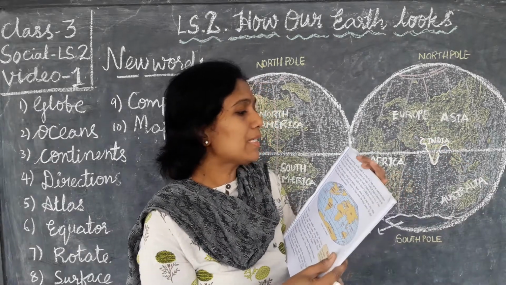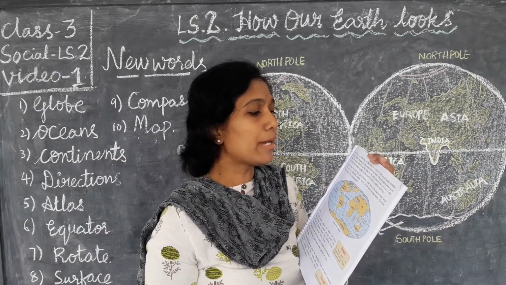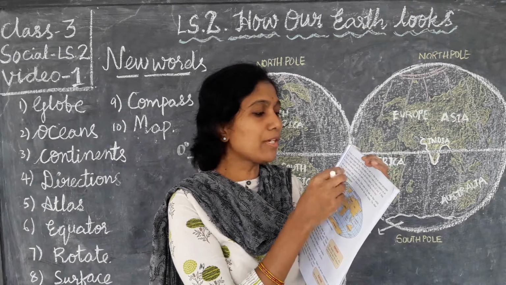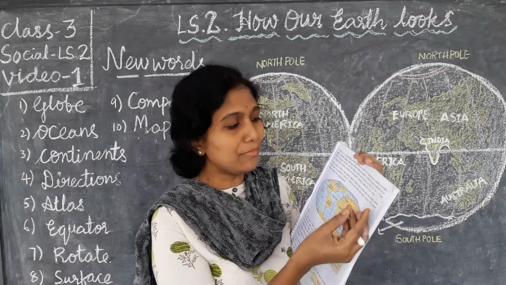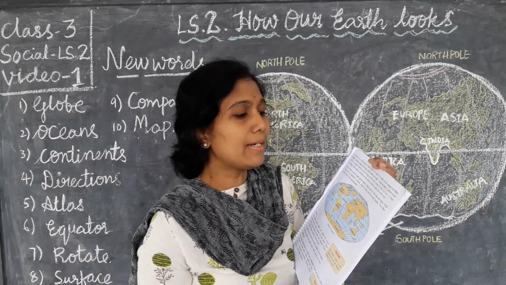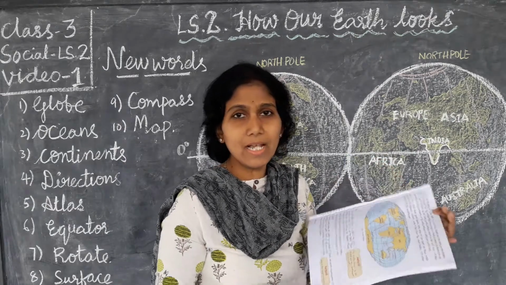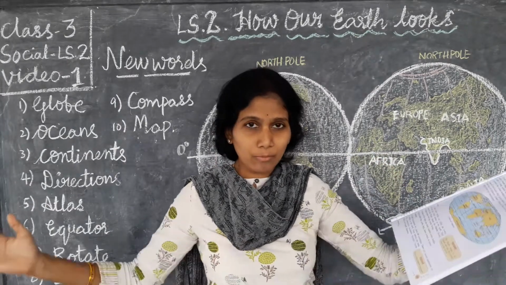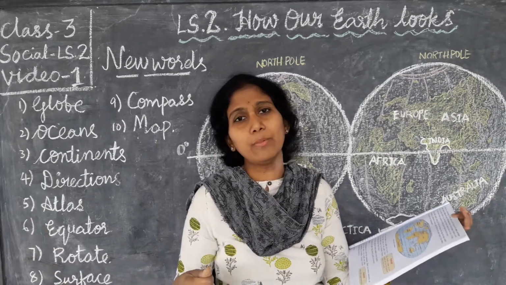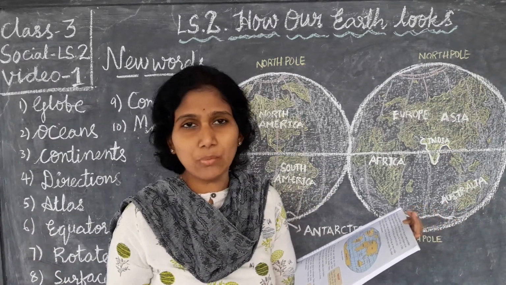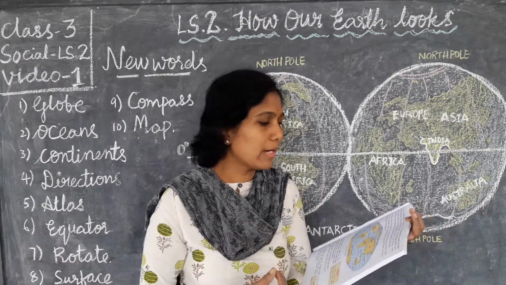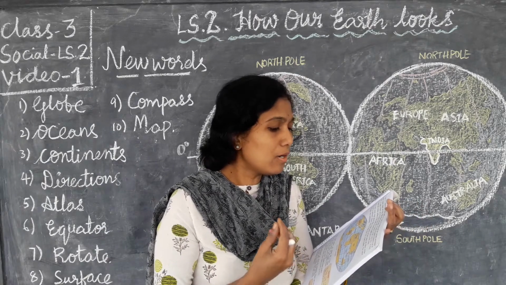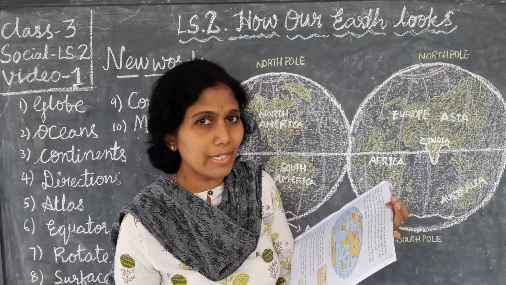A map is a drawing of the earth or a part of it. Maps can be carried anywhere easily. We cannot carry the globe. If the globe is this big, will you be able to carry it easily? No. That's why maps came. So we can carry a map any place easily.